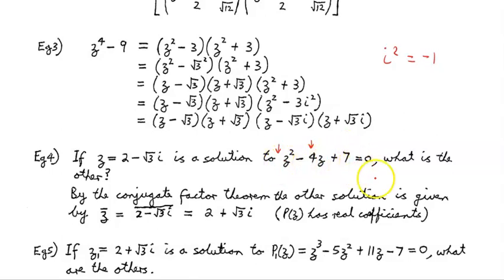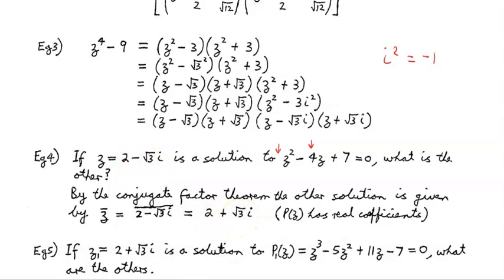So real, real, and that tells us by the conjugate factor theorem, the other solution must be given by the conjugate of the first solution. So z conjugate is the conjugate of 2 minus √3 i, which is 2 plus √3 i, because remember, the conjugation operation only changes the sign of the imaginary part. And p of z, of course, has real coefficients. So the two solutions for this quadratic here are 2 minus √3 i and 2 plus √3 i.